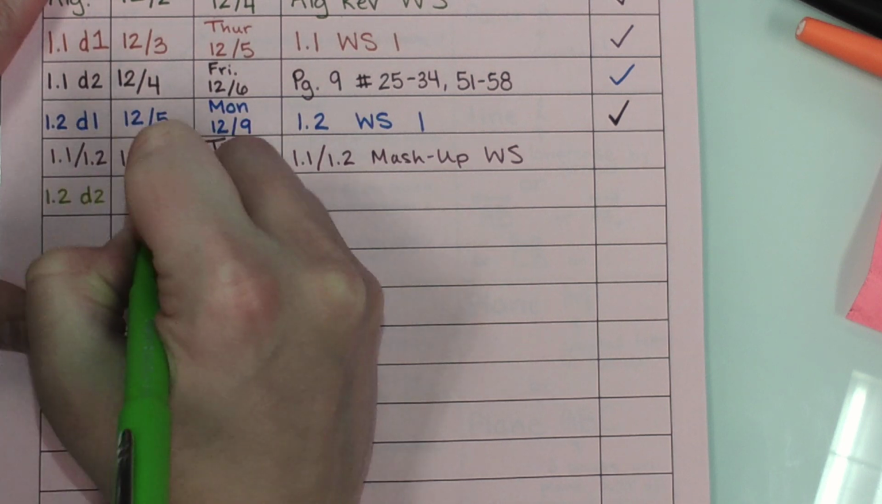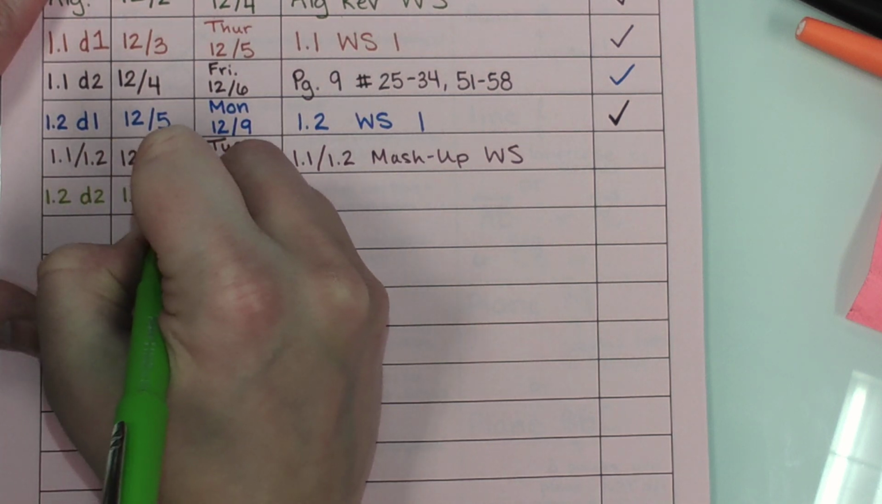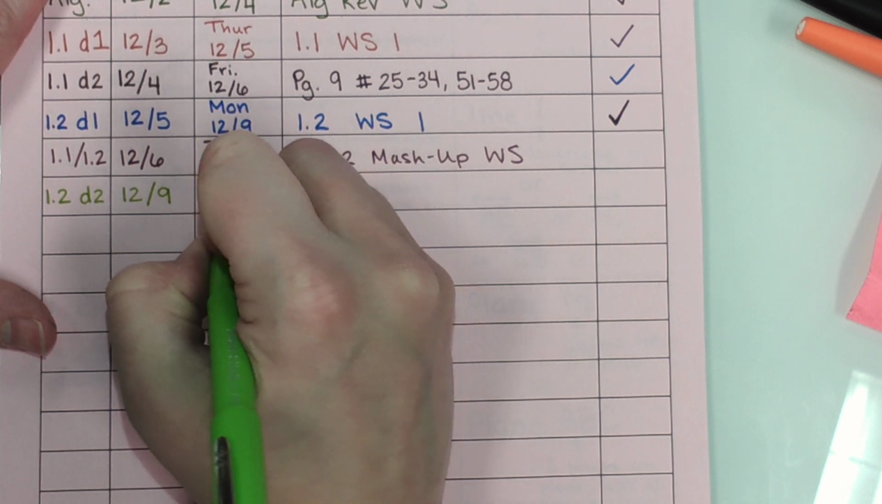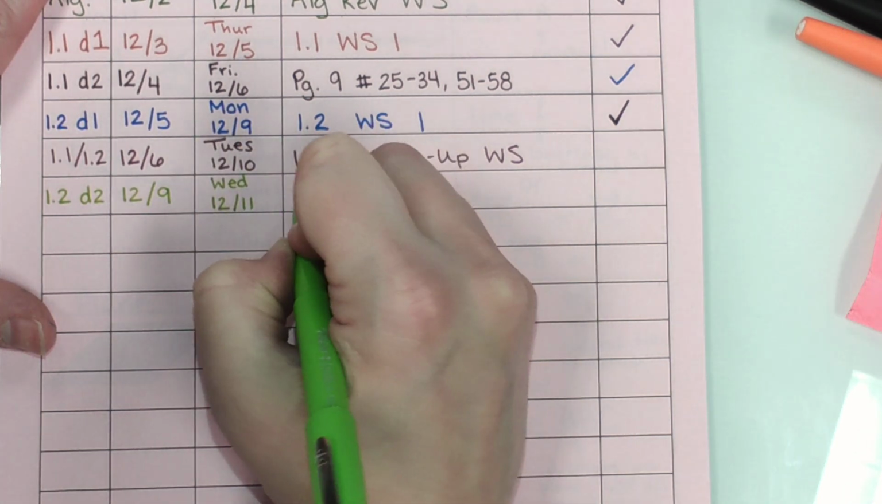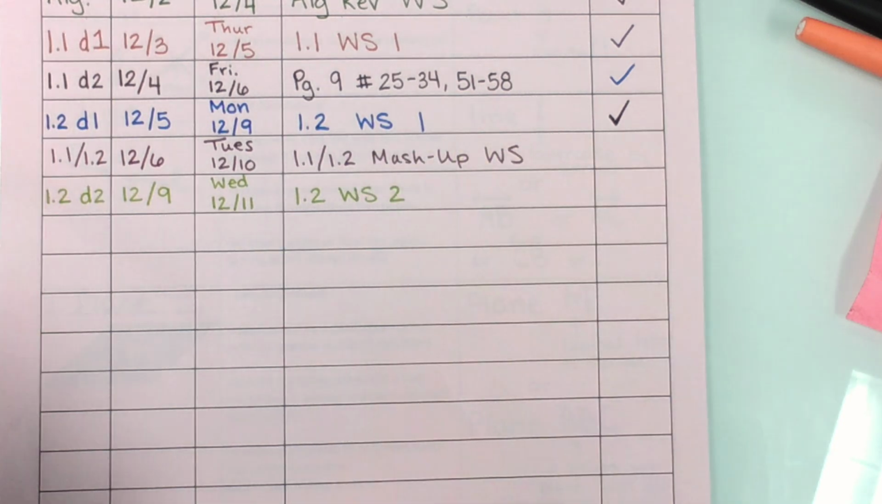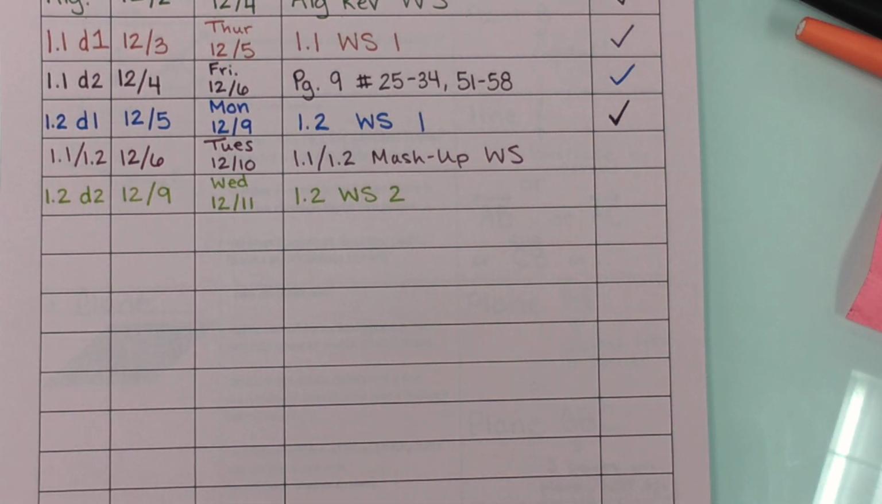1.2, day 2. Today is the 9th. Our homework's due on Wednesday. Wednesday is the 11th. I typically write down due dates and all that wonderfulness.